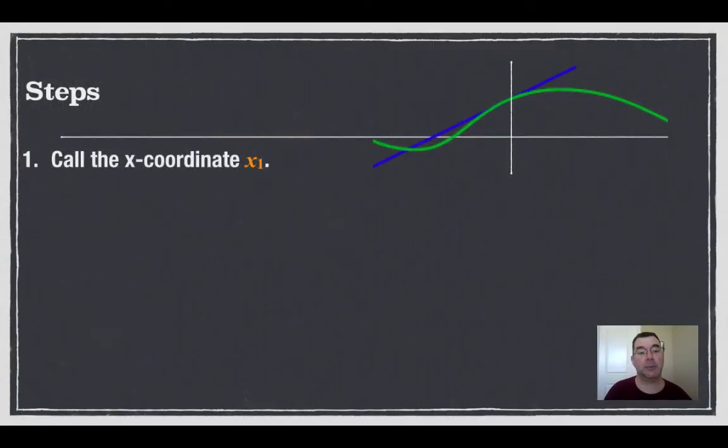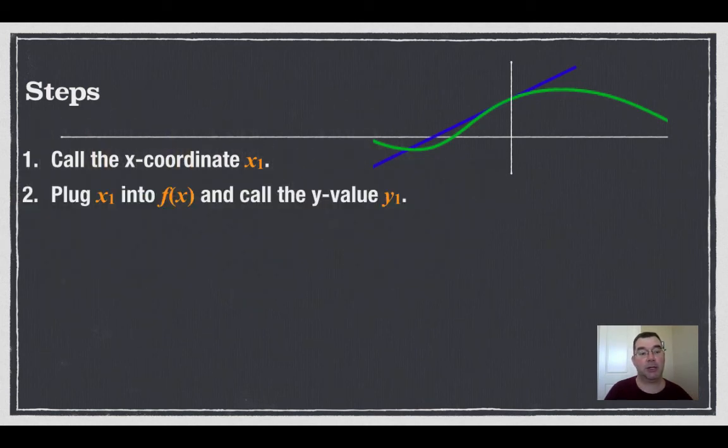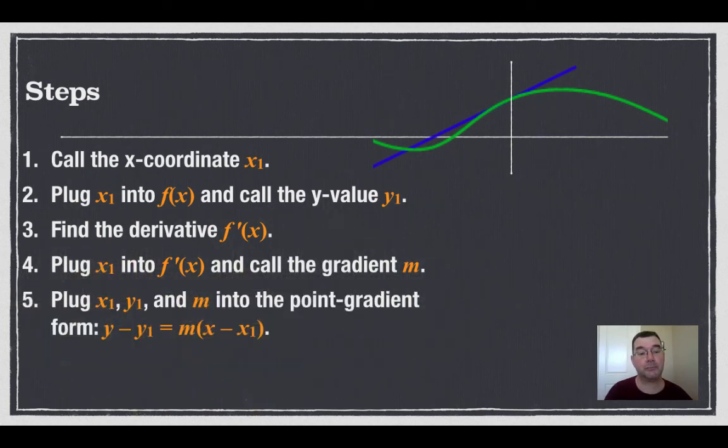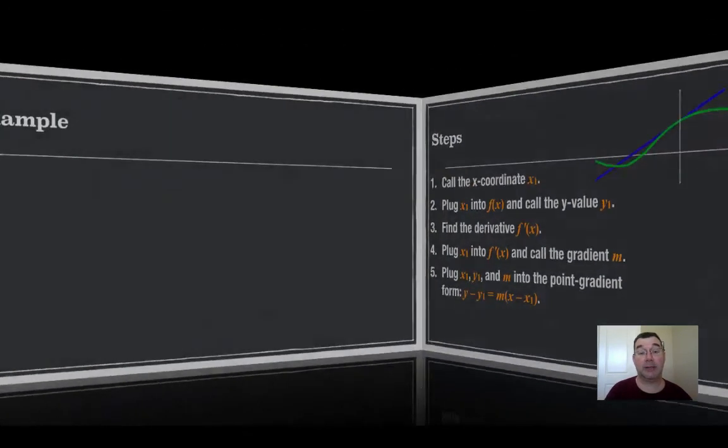The first step is that I'm going to call that x-coordinate x1. Then I'm going to plug x1 into f of x and call the y value y1. I'm going to find the derivative, f prime of x, then plug x1 into that and call the gradient m. Then I plug x1, y1, and m into the point-slope, or point-gradient, form, which you've seen before, and that will give me the equation of the line.